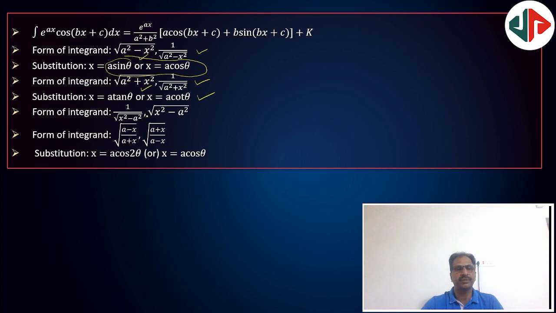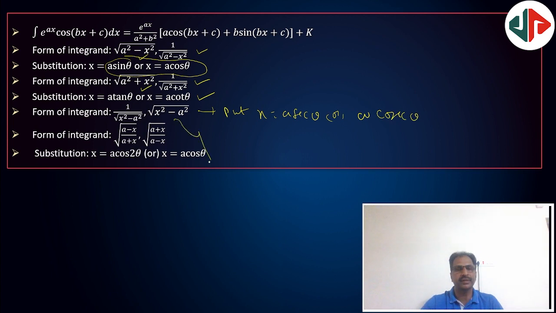And if you have 1 by root of x square minus a square, or root of x square minus a square, for this, put x is equal to a secant theta or a cosecant theta. That is interesting.